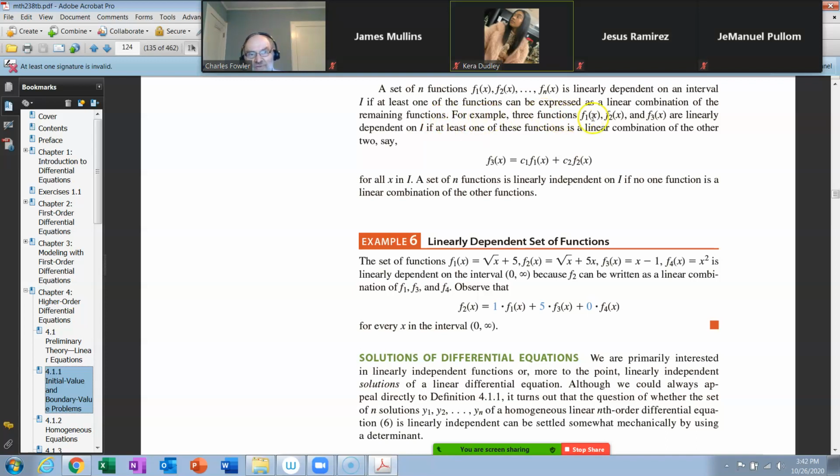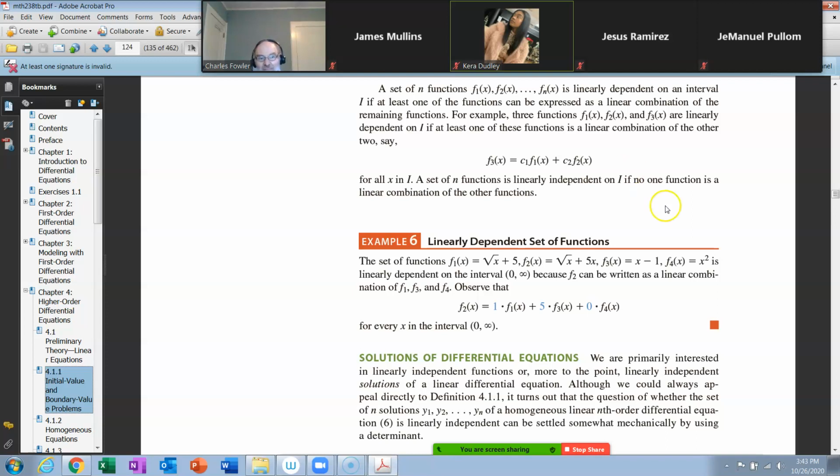For example, if these three functions, f1, f2, and f3, are all linearly dependent on some interval I, then at least one of those functions is a linear combination of the other two. So in other words, let's say that f3 would be some combination of c1 f1 plus c2 f2. If that's the case, then c1 f1 plus c2 f2 minus f3 would be equal to 0. It would have to be. And therefore, coefficients that are not all equal to 0 would produce a linear combination that was equal to 0. So that would be linearly dependent.